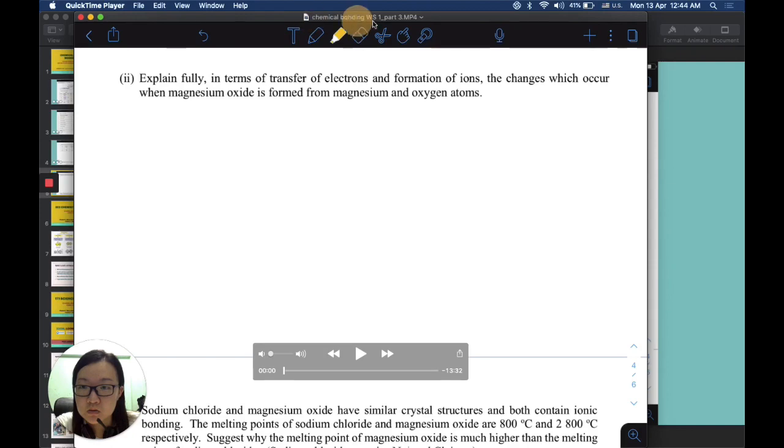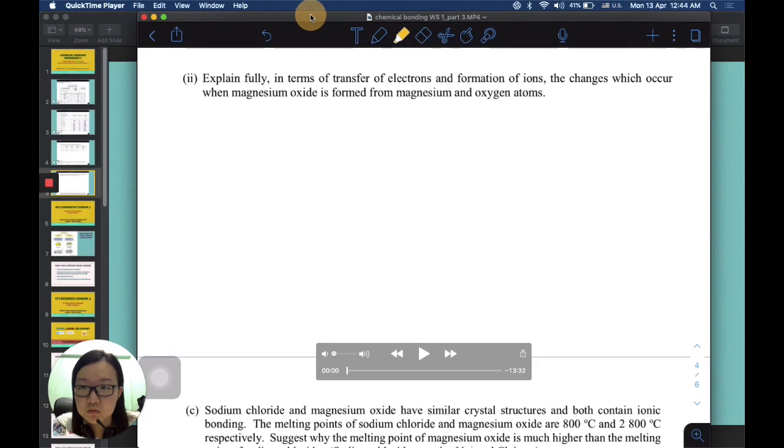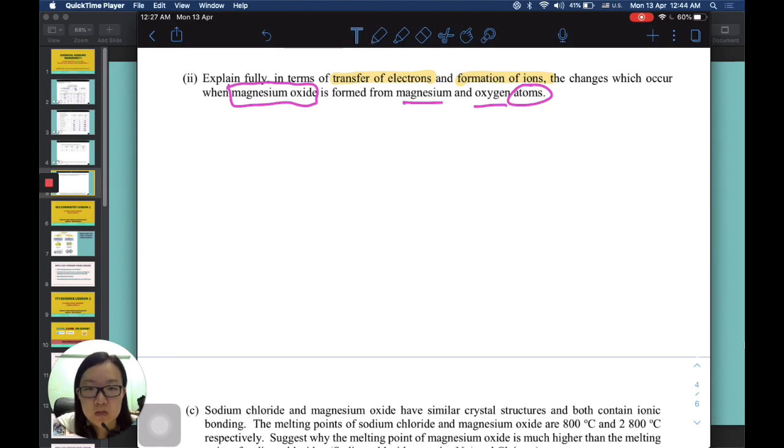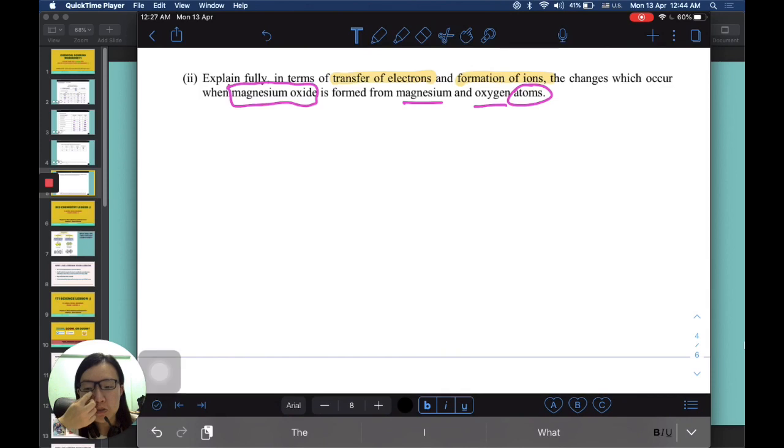In part 2, let's read the question. Explain fully in terms of transfer of electrons and formation of ions, the changes which occur when magnesium oxide is formed from magnesium and oxygen atoms. It's a pretty loaded question, so just make sure that you annotate and highlight as I have done.